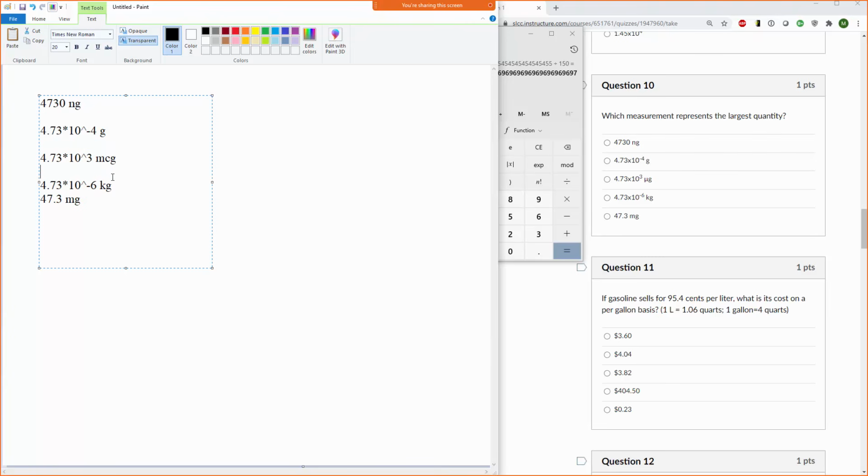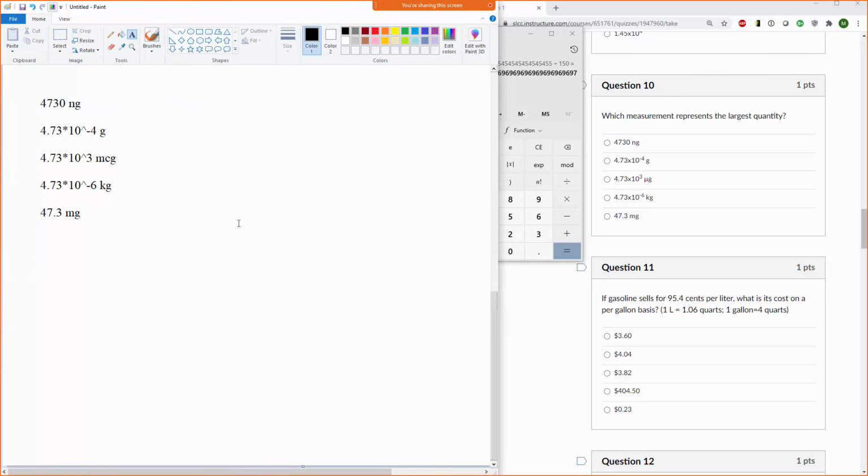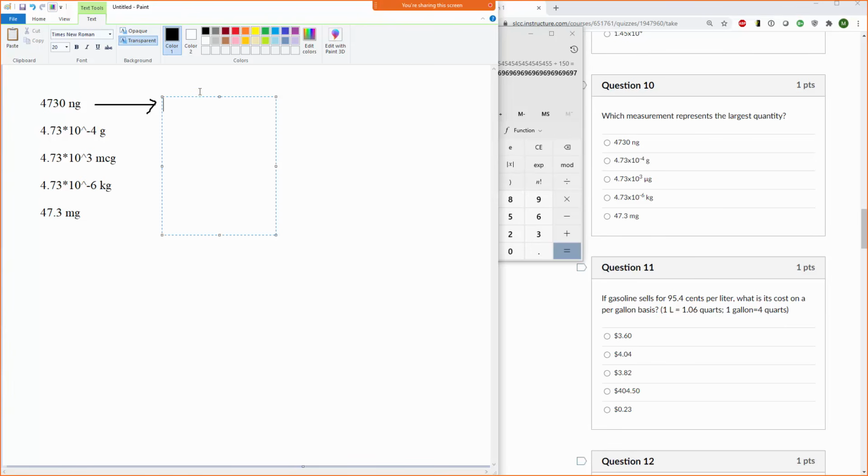Okay, so we need to convert these all to the same thing so we can compare them. So I'm going to convert them away from nano or micro or kilo, and we're just going to convert them all to grams to make our lives a little bit easier. To convert this to grams, I just have to remember that nano means times 10 to the negative 9th. So this is like saying 4730 times 10 raised to the negative 9th grams. This one's already in grams, so 4.73 times 10 raised to the negative 4th grams.